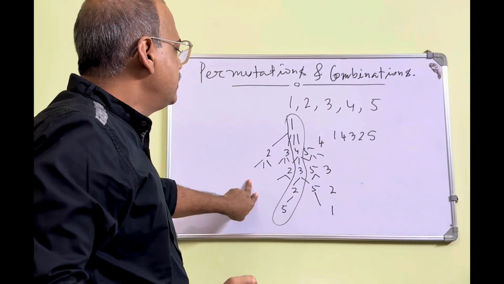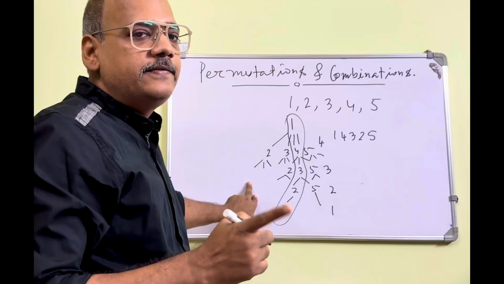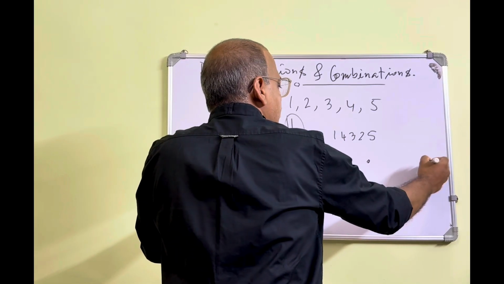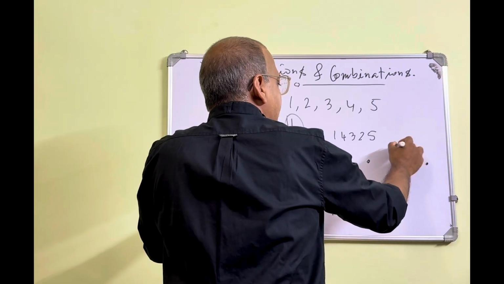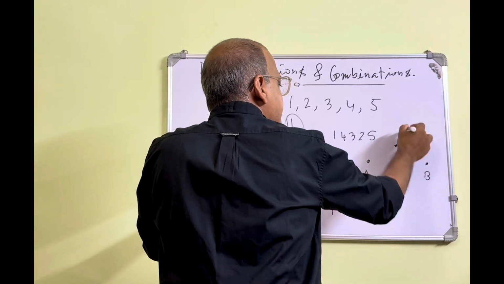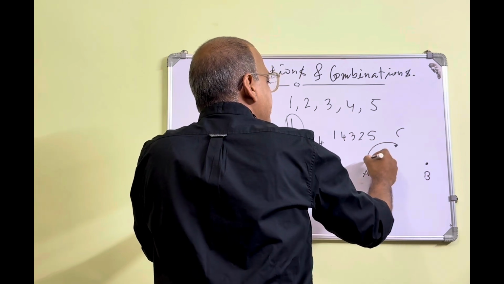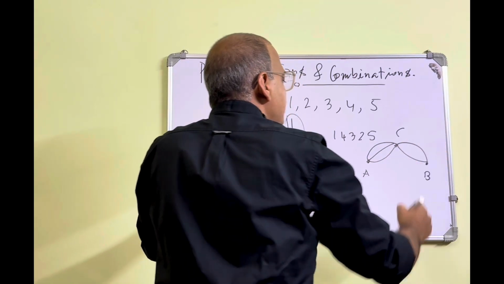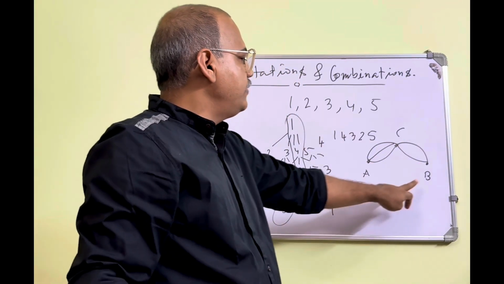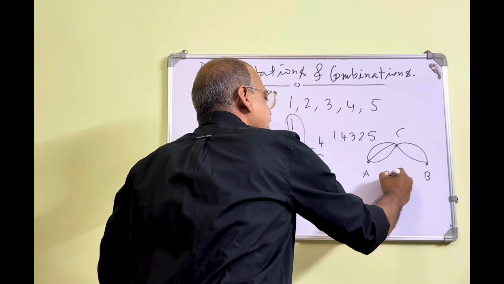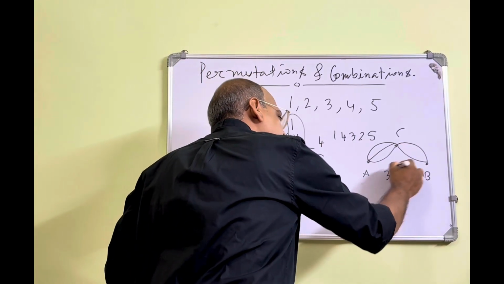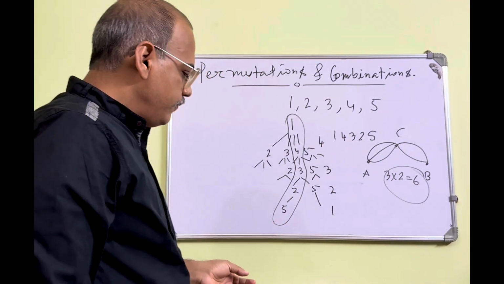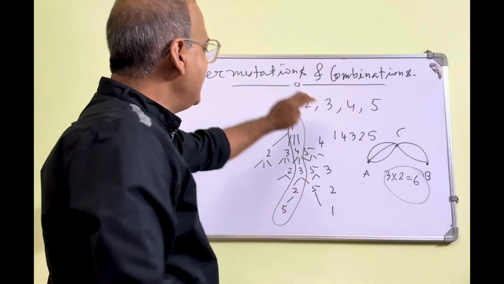If we remember the example that we took the other day, let's say I am moving from place A to B via C. From A to C, I can travel three different ways, and from C to B, I can travel two different ways. So I can travel from A to B via C in 3 times 2, that is 6 different ways. This is the fundamental principle of multiplication, correct?